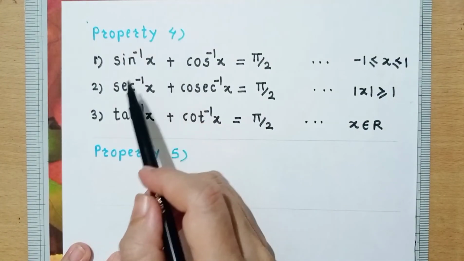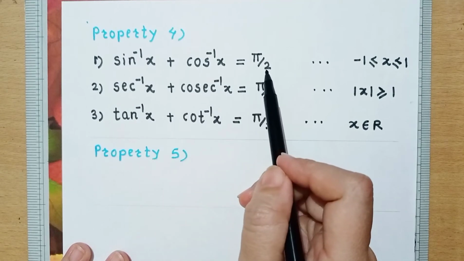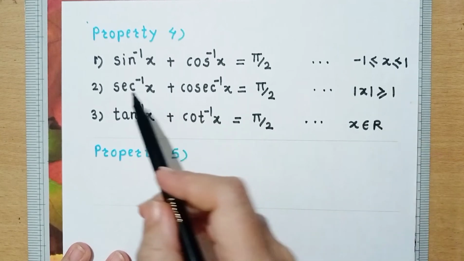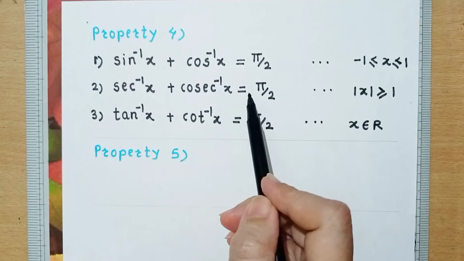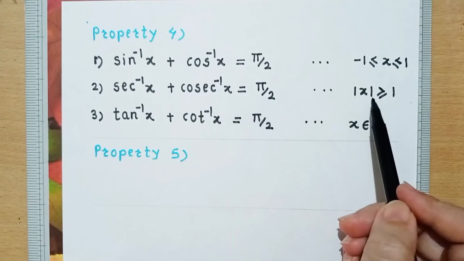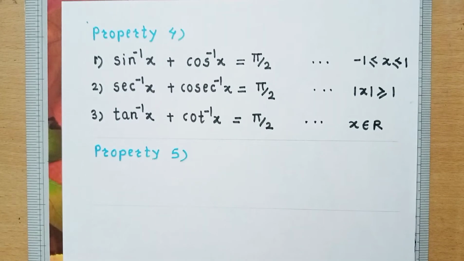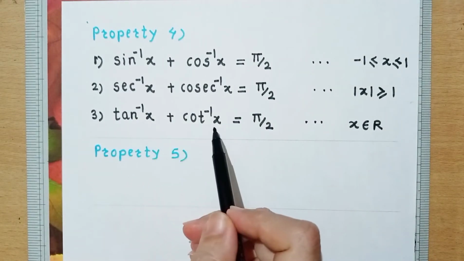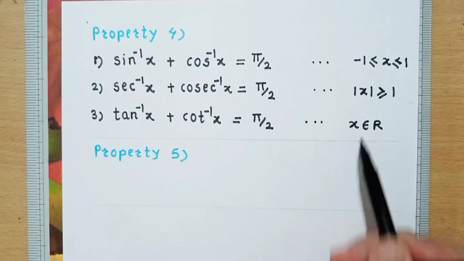Property 4 is sin inverse x plus cos inverse x equal to pi by 2, where x lies between -1 to 1. Second, sec inverse x plus cosec inverse x equal to pi by 2, where mod x greater than or equal to 1. And tan inverse x plus cot inverse x equal to pi by 2, where x belongs to R.